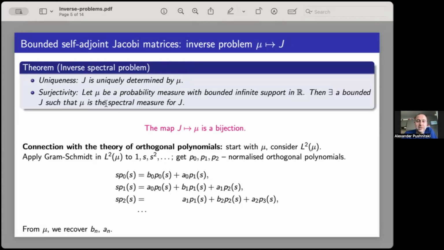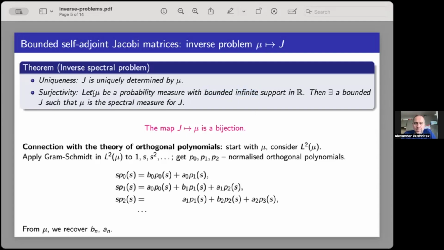More precisely, what does it mean? Suppose we have a probability measure mu with bounded infinite support on the real line. So what does it mean? Bounded means bounded. It's in some subset of some bounded interval. And infinite support, we don't want to allow measures which are finite linear combinations of point masses, because this would lead to trivial situations where our Jacobi matrix is finite. If you have n point masses, then your Jacobi matrix is n by n, something like that.